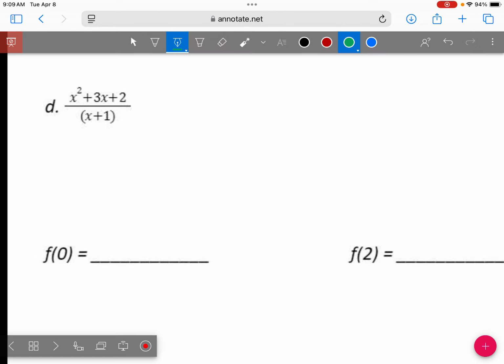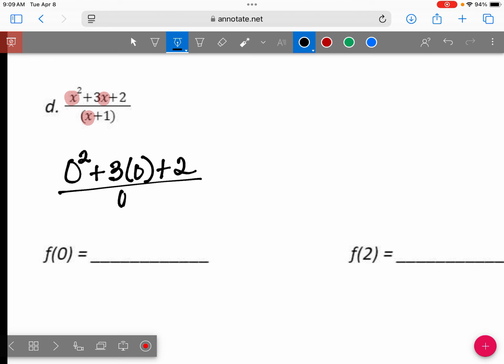So using this equation, we're going to start by putting in a 0, but we have to substitute it in 3 places. Every single last one of those places we need to replace with a 0. So that would be 0 squared plus 3 times 0 plus 2 divided by 0 plus 1.